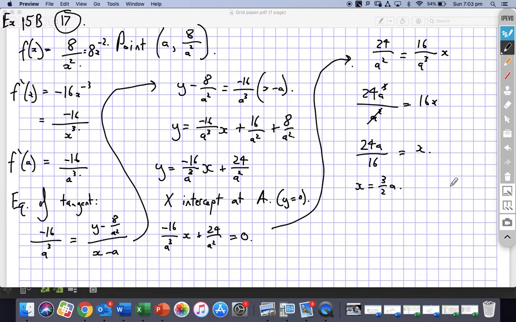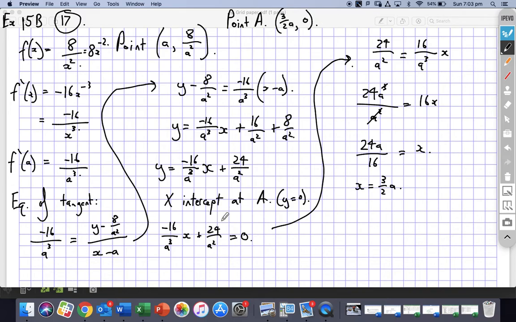Now, where can I write that? I might make a note of that up the top. So point A was where y was 0 and x was 3 on 2a.